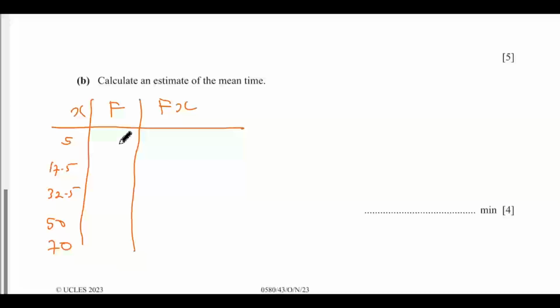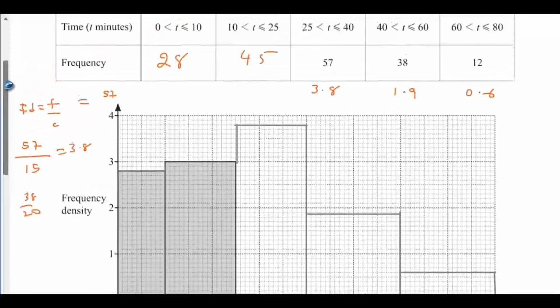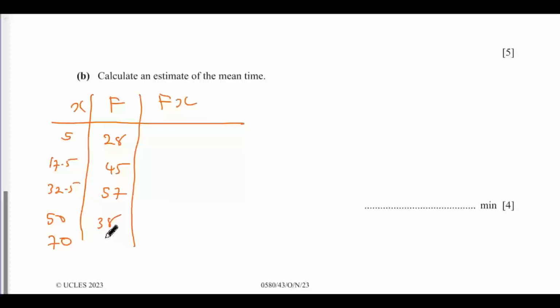Then the frequency will be 28, 45, 57, 38, and I think let me scroll up, 12, yes, 38 and 12. So if you multiply this by this to get your fx, you're going to get 140. You get 787.5.